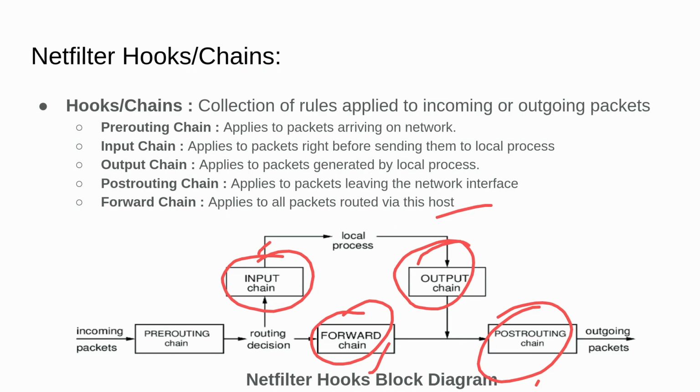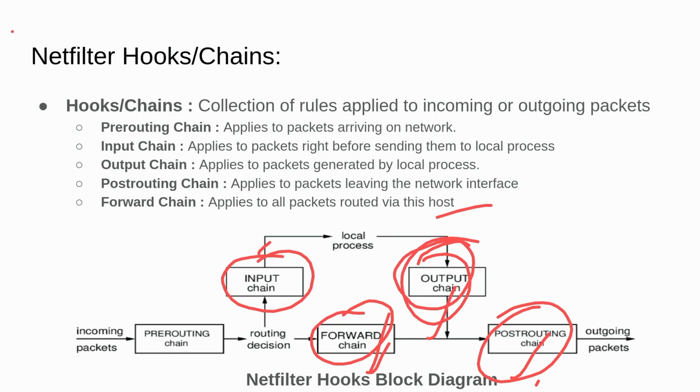Exactly. The output chain has only the packets that have been processed by the local host, or you can say the newly generated packets by the local host. The post-routing chain will contain both the forward chain packets and the output chain packets, whereas the output chain will only contain the packets pushed by the local host. This is the small difference you need to keep in mind. When we are implementing the rules, we should know the proper location where to add them.